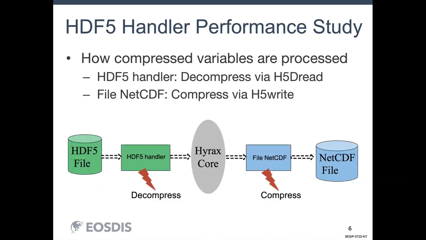Back to our Hyrax service pipeline, this is actually what happens inside Hyrax. Inside the HDF file handler, we have to use the HDF read API. When you use the HDF read API, you decompress the variables to generate a stream of data and pass it into Hyrax. And then when you file out a netCDF, you compress the same data again through the netCDF API. Basically, you decompress and compress. That happens throughout this pipeline.